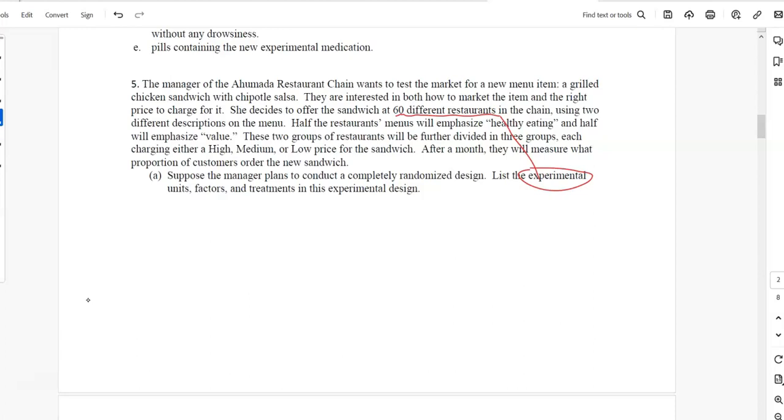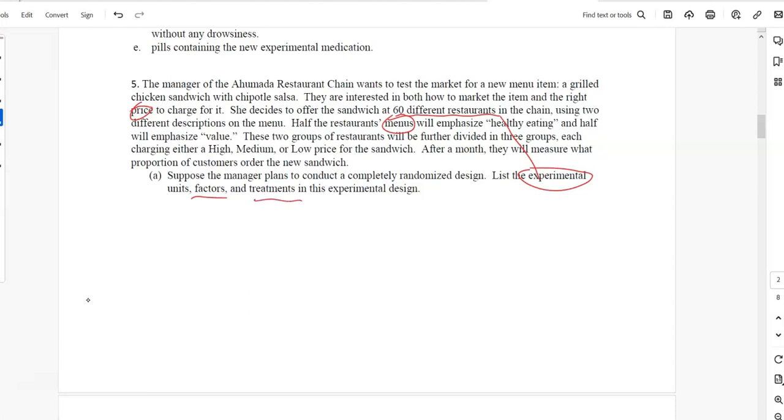Okay, so the factors. The treatments are what they're doing to them. So the factors are, what are the 2 things they're looking at? They're looking at changing up the menus. So the factors would be the menus and, let's see, the price, right? I think we're adjusting the price. So the menus and the price. So the treatments are the subgroups of both of those.